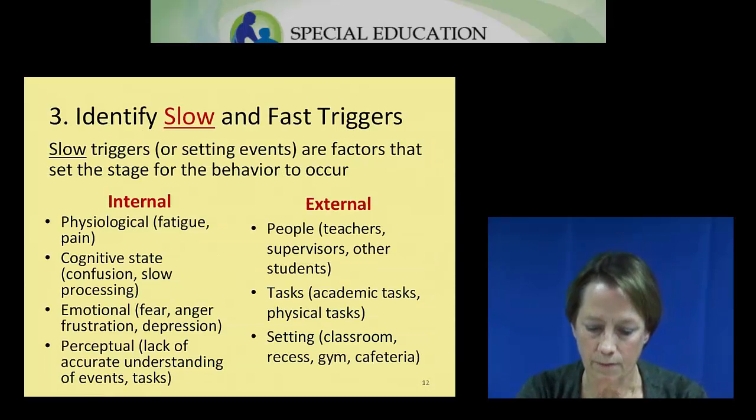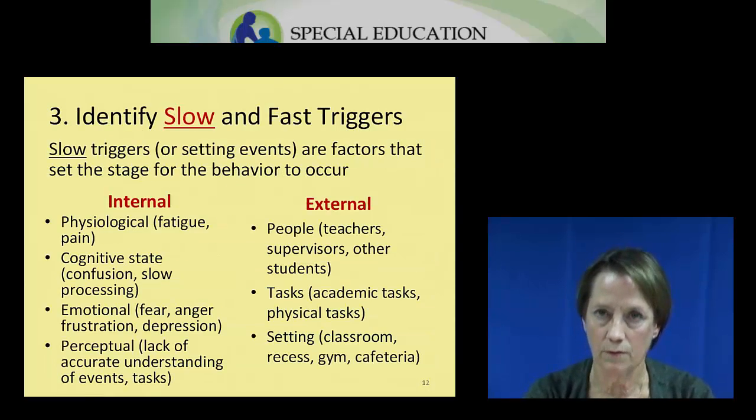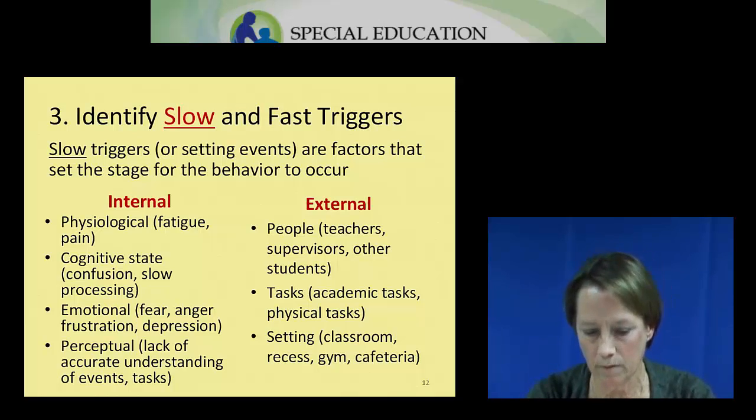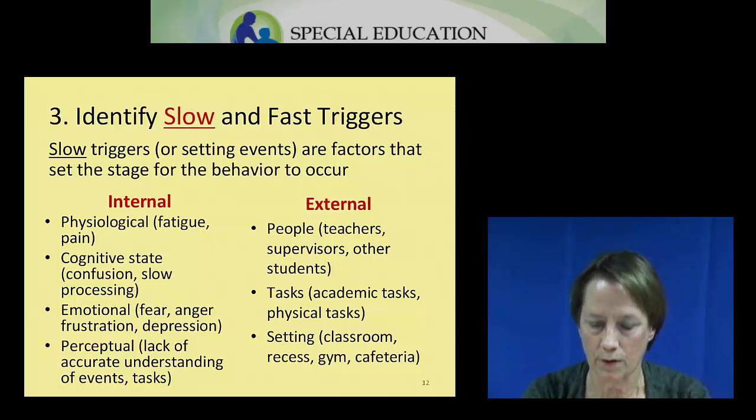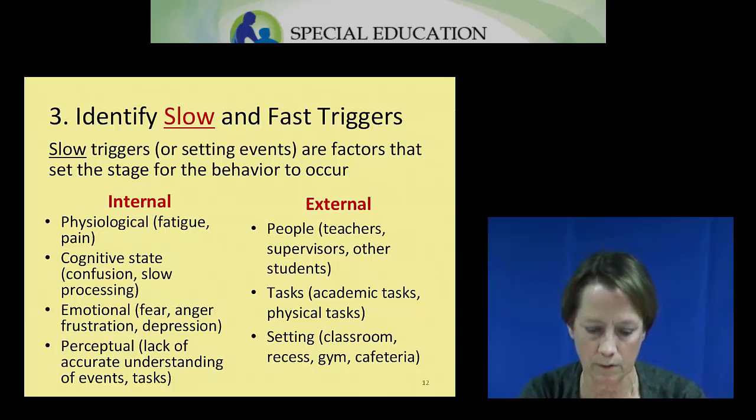So now that we've identified Joe's behavior, we've measured it, we've decided that we're going to intervene, now we want to look at what we call triggers of the behavior. And we're going to start with slow triggers. Slow triggers are sometimes called setting events. And these are factors that set the stage for the behavior to occur. They sort of pave the way for the behavior.